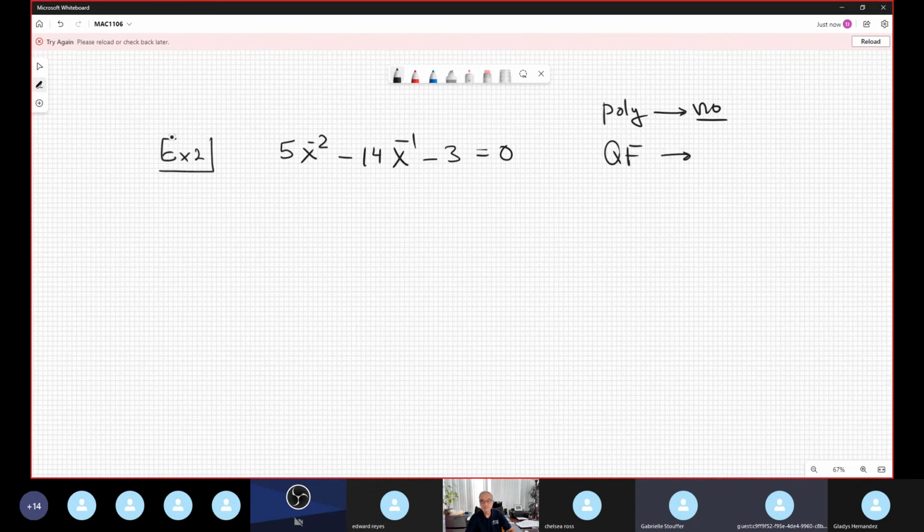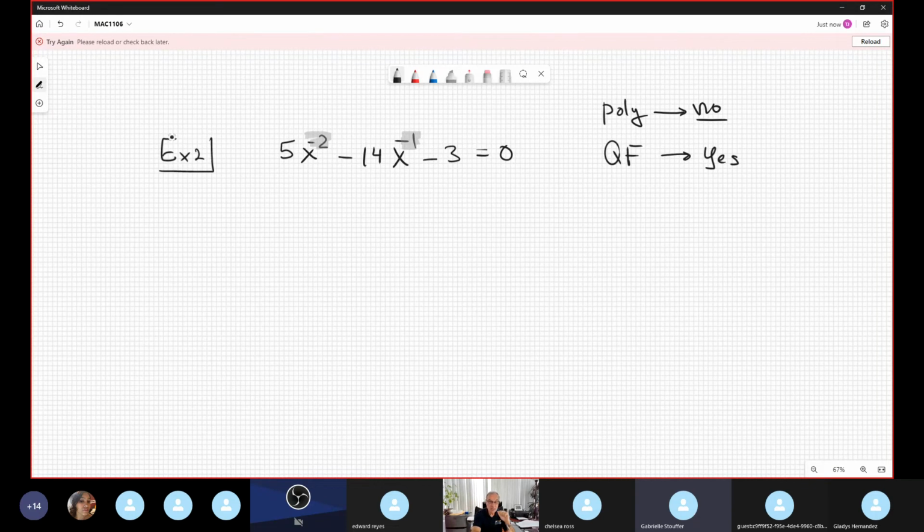Yes or no? The only requirement for the quadratic form is that you have two exponents, and the relationship between the exponents is that the bigger exponent is twice the other. So is this exponent twice this exponent or not? It's quadratic in form, yes, like she said, definitely.